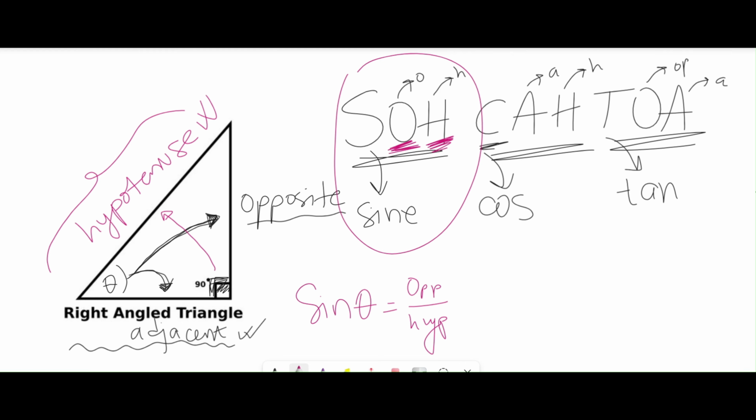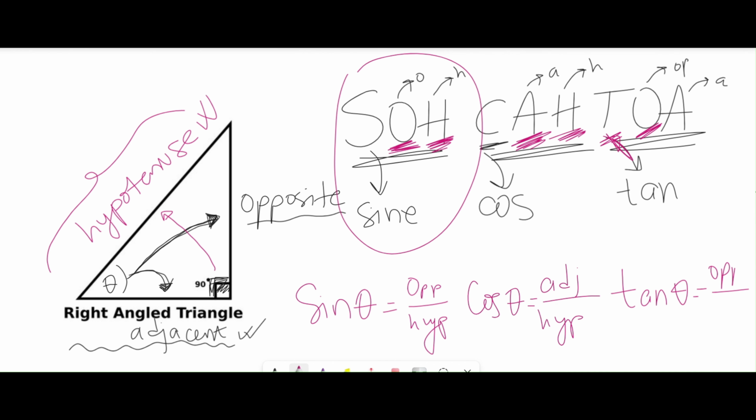Okay, let's do it again. To find cosine of angle theta, we only have to divide what? Adjacent over hypotenuse. And finally, to find the tangent, we only have to divide what? Opposite over adjacent. Now, if we know this, then we can basically find sine and cosine of any angle that is given.